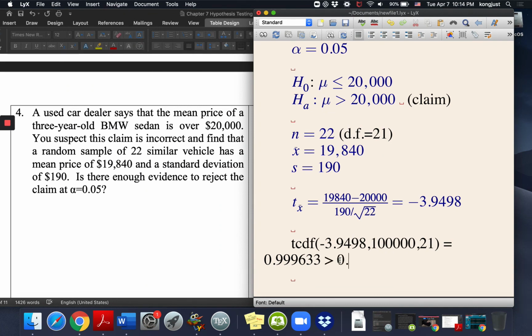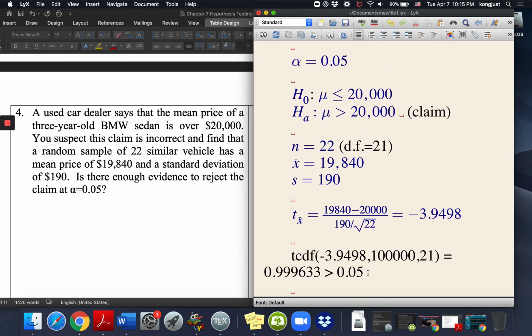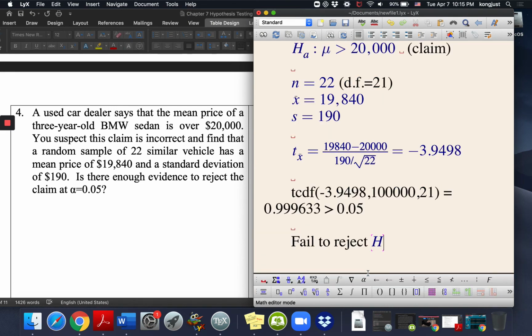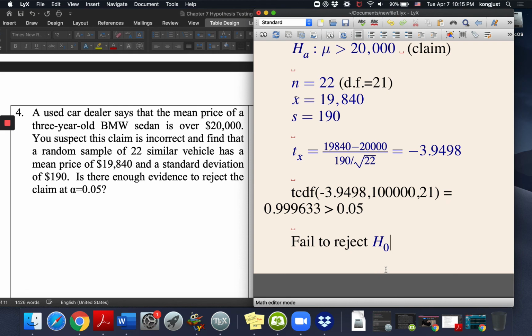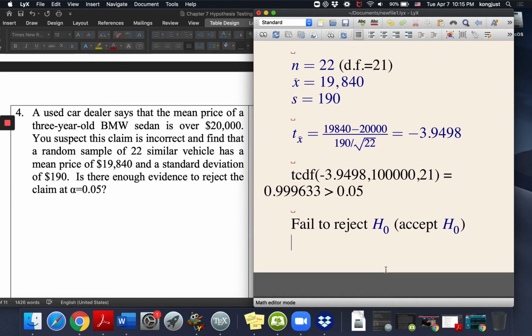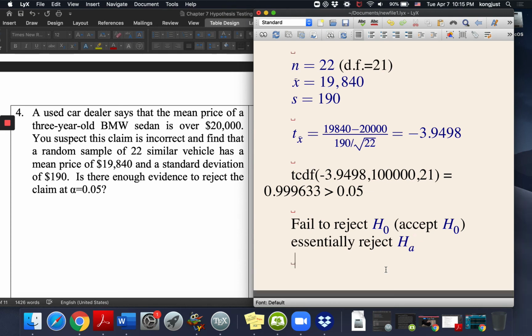This is way above 0.05, right? And remember, when something is bigger than the alpha value, that means we fail to reject H naught. We fail to reject the null hypothesis. So when we say fail to reject, really what we want to be thinking is we're essentially accepting H naught, which means we essentially reject the alternative. Yeah? So interpretation now, what does that mean?